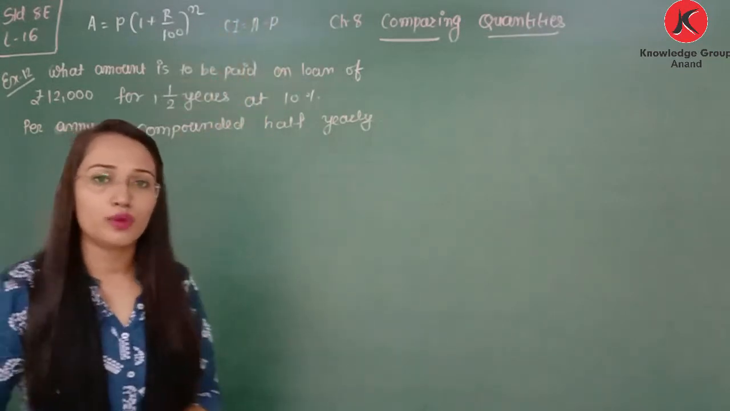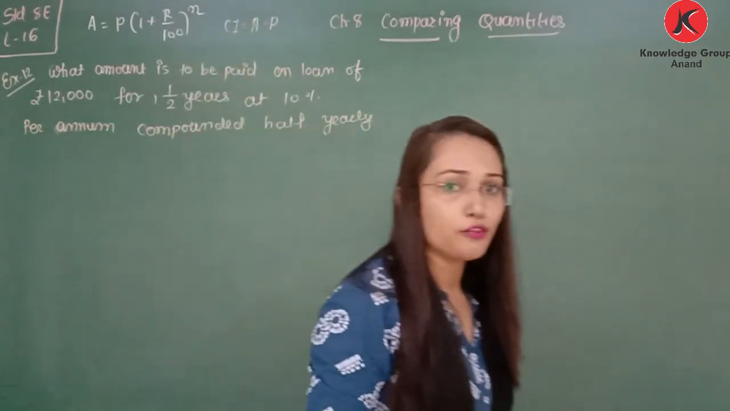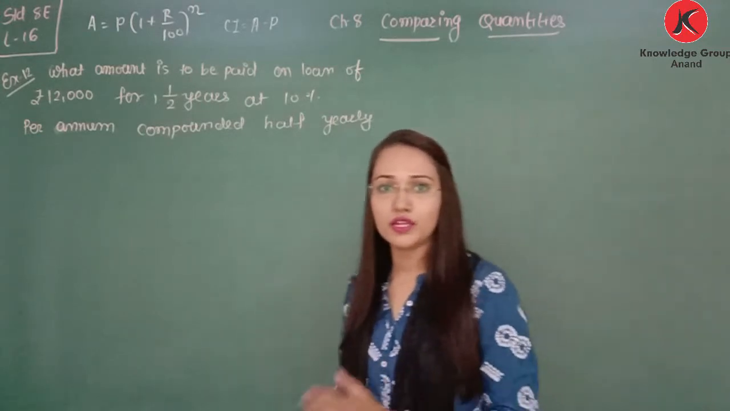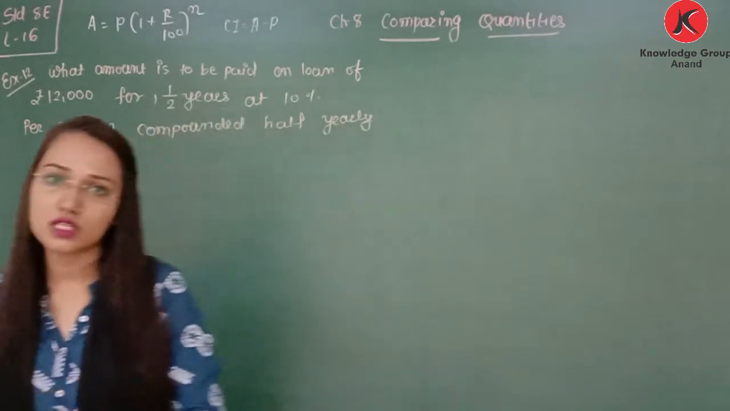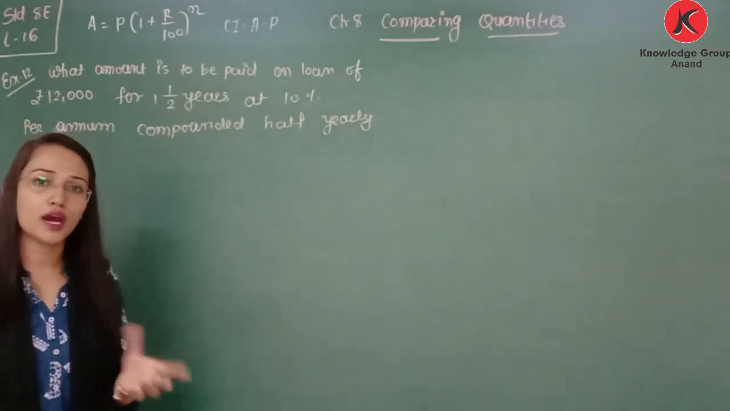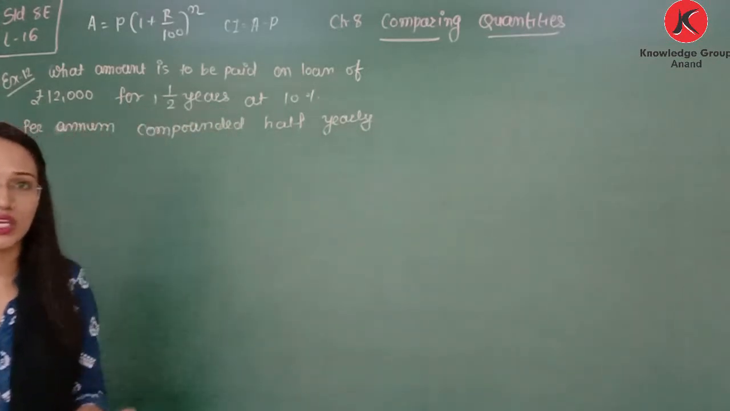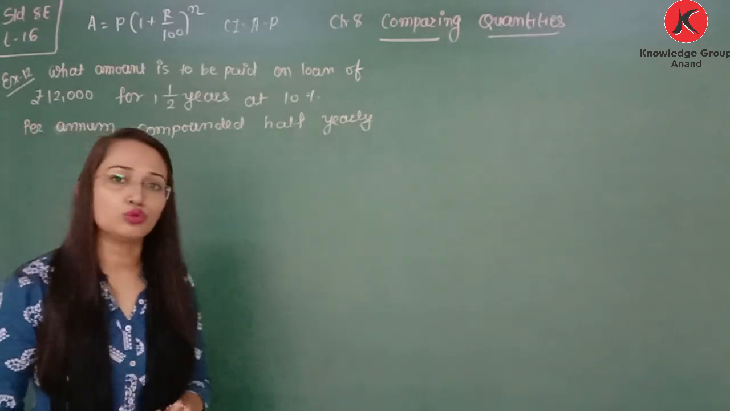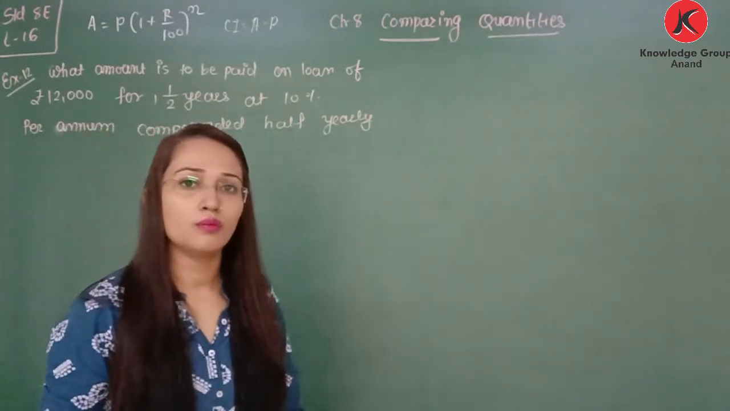After that we learned about compounded half yearly. Compounded half yearly means 1 year is divided into half parts, so it is 6 months and 6 months. So in 1 year our principal value is changed after half year. In 1 year how many times do we change our principal value? 2 times. So n will be 2 when we are considering 1 year.